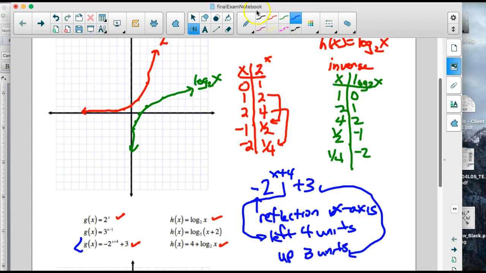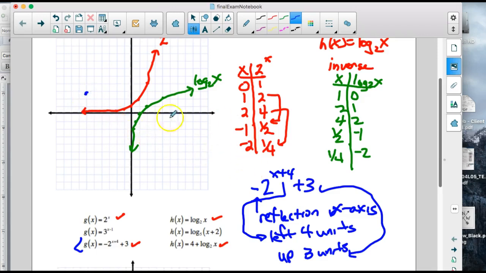So I would take this value right here on the graph that I have graphed right here, reflect it right here, so it moves to this point. Then I need to move it 4 to the left, 1, 2, 3, 4, it goes right here, and then up 3 units. So then it would be 1, 2, 3. So it would end up right here, right below that line.